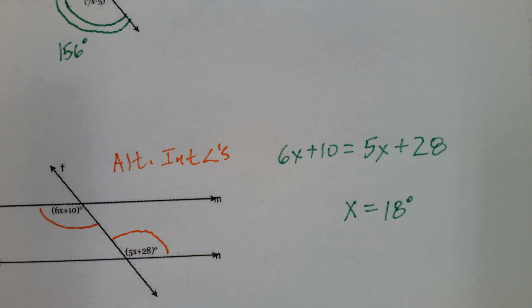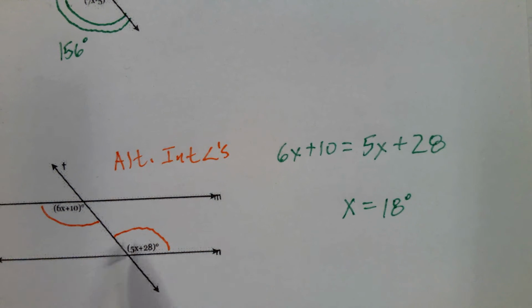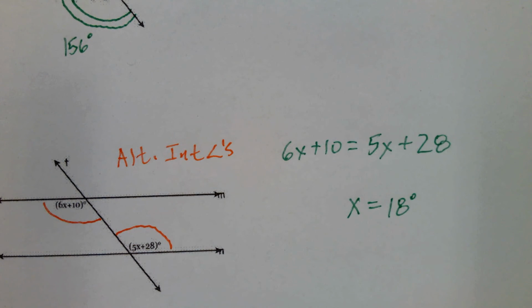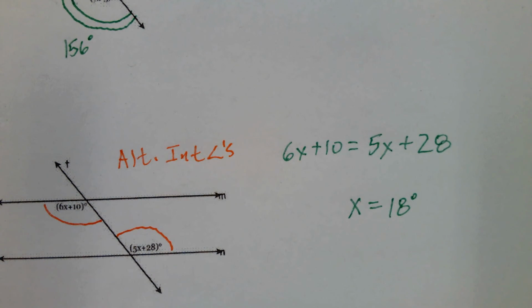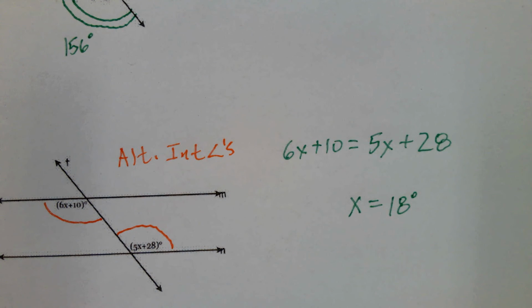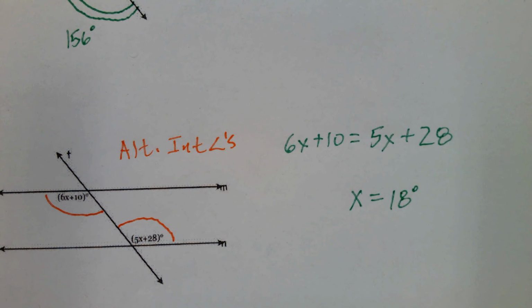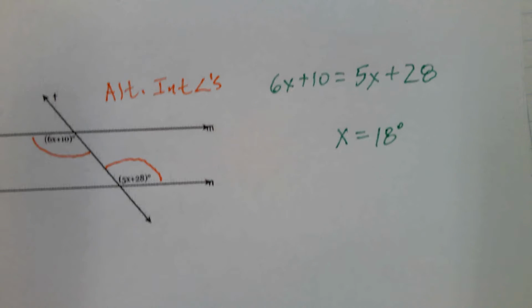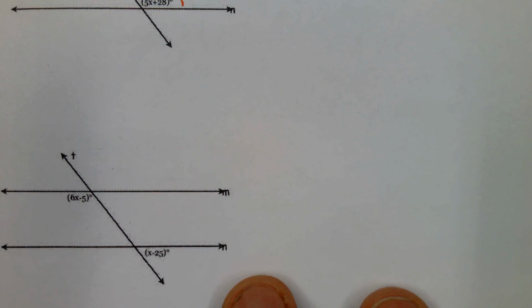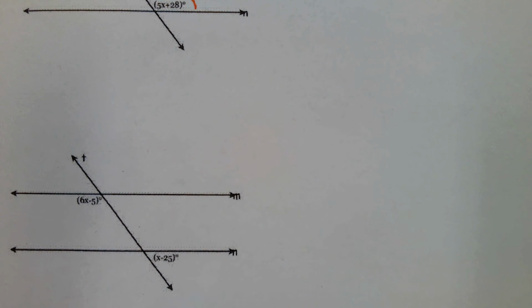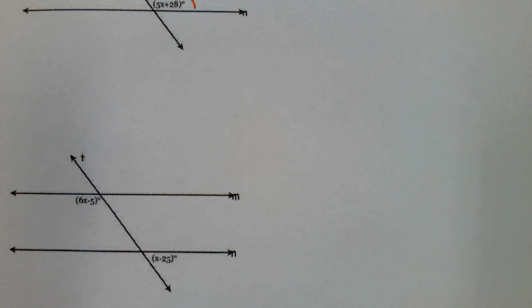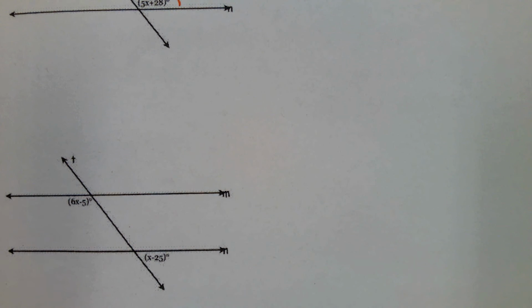Okay. And then you could just substitute in if you needed to. But they just want you to find x here. So I'm going to leave you working on the last one. Decide which one this is, congruent or supplementary. So decide what we have here. Are these congruent angles or supplementary angles? Okay. So set it up and solve.